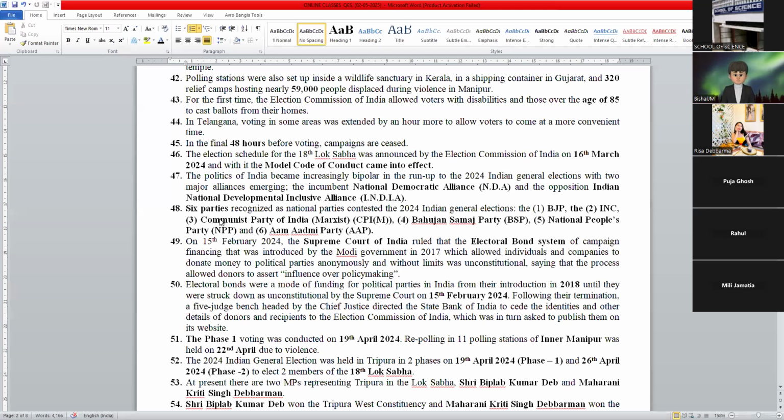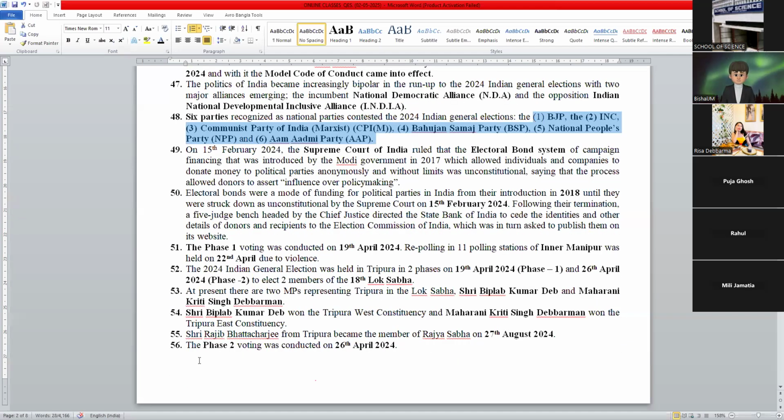Point number 48. 6 parties recognized as national parties contested the 2024 Indian general elections, and the 6 national parties are the BJP, the INC, Communist Party of India Marxist, CPIM, fourth one is Bahujan Samaj Party, what we say BSP, and National People's Party NPP, and Aam Aadmi Party. These are the 6 recognized national political parties.